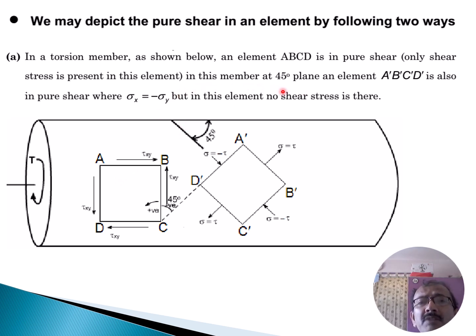In the element on the 45° plane, the element A dash, B dash, C dash, D dash, so this is A dash, this is B dash, this is C dash, you just rotate this ABCD element by a 45° angle as per the statement. In pure shear, where sigma x equals minus sigma y, but in this element no shear stresses are there. So if you rotate this element, sigma should be minus tau, and here sigma is tau. Okay.